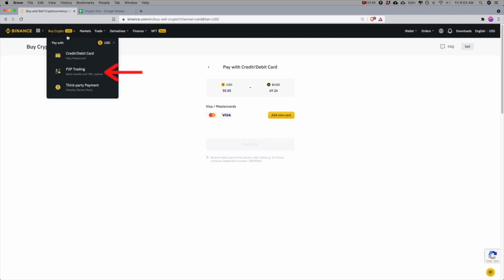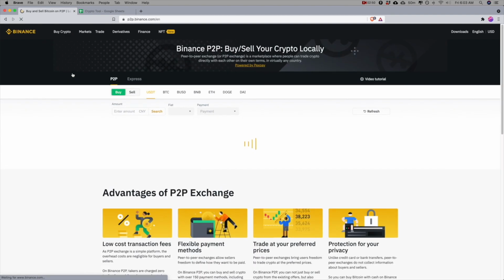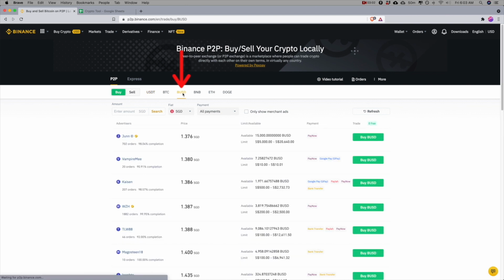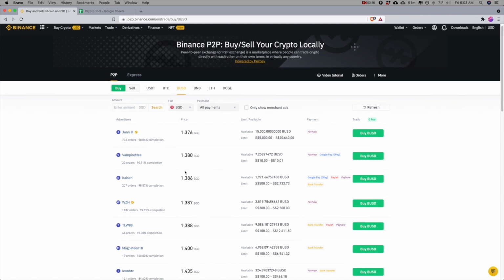I generally don't use this method. I use another one called P2P trading because you have better transaction fees. And you can either buy or sell currencies here. I just go straight to BUSD over here, and then you can choose what currency you want to use. And you can see the exchange rates over here.